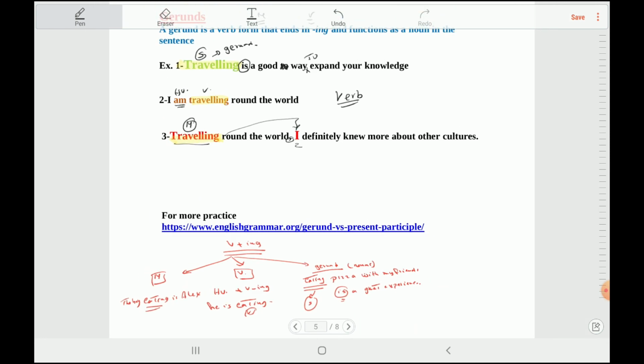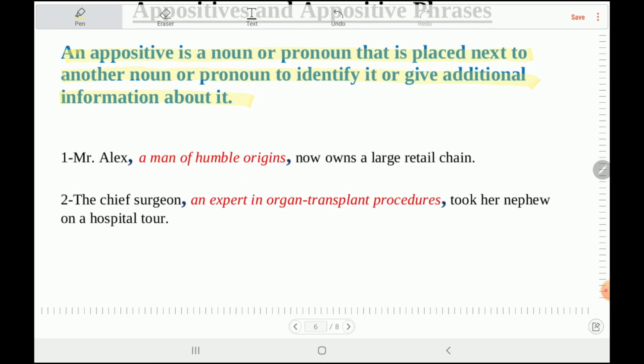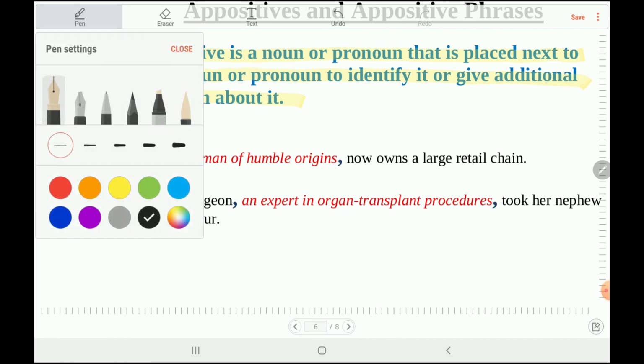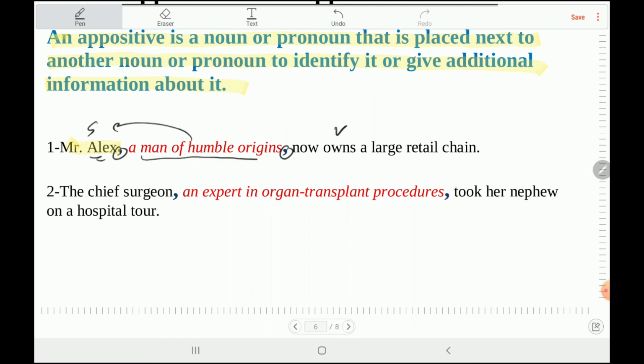Okay, the next one: the appositive and the appositive phrase. What is the appositive? An appositive is a noun or pronoun that is placed next to another noun or pronoun to identify it or give additional information about it. What does that mean? Look. Mr. Alex, a man of humble origins, now owns a large retail chain. What did we notice here? This is Mr. Alex. Where's the verb for Mr. Alex? Owns. And we have two commas, which means that part is non-essential, extra information. It gives me extra information about Mr. Alex. This is called an appositive phrase.